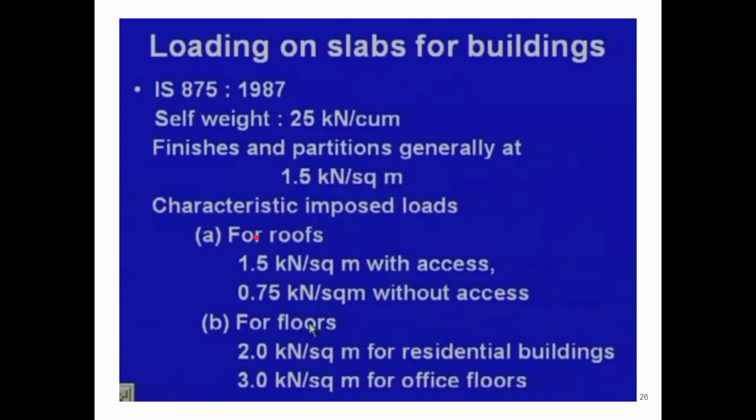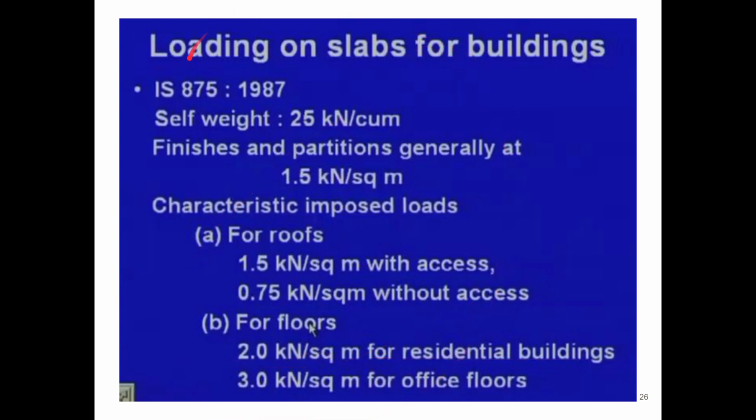So that is the case of roof. Similarly in the case of floor, in the case of a residential building, it will be 2 kilonewton per meter square, and in case of office floors, it will be 3 kilonewton per meter square. Mainly in commercial areas the movement of people will be more, therefore the floor has to be designed for more UDL. So that will be taken as 3 kilonewton per meter square, whereas for residential complexes it will be 2 kilonewton per meter square.